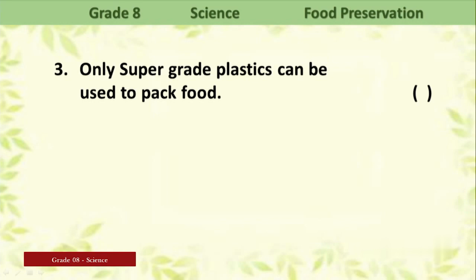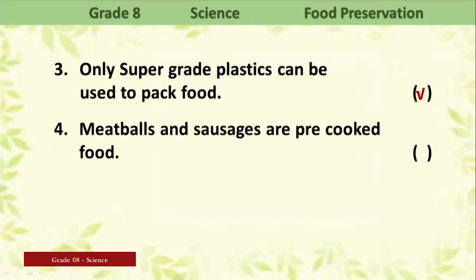It is correct. Look at the fourth one. Meatballs and sausages are pre-cooked food. Then I explained to you, there are pre-cooked foods used by us. Meatballs and sausages are pre-cooked food. That is correct. So, you can compare your answers with my answers.